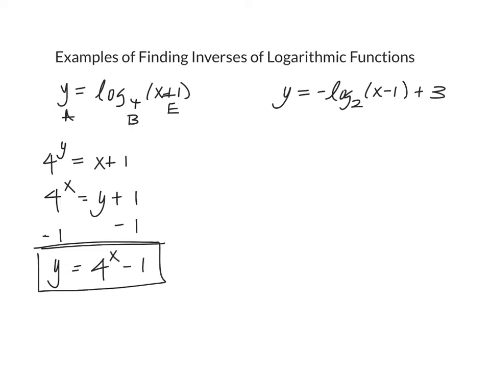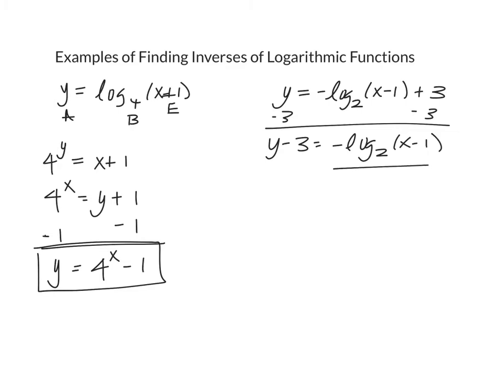On the second one, again, we want to change this to, well, actually, before we even change it to exponential form, we only want log, and a positive log at that, on the right-hand side. So I actually want to subtract 3 first, which gives me y minus 3 equal to negative log base 2 of x minus 1. And then I want to divide by negative 1 because, again, I want a positive log. So this would give me negative y plus 3 equal to log base 2 of x minus 1.